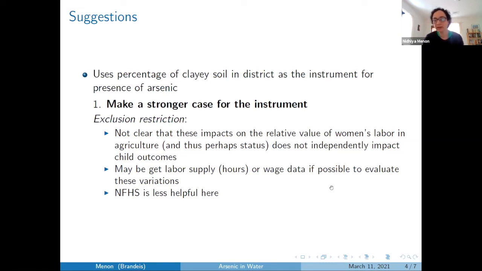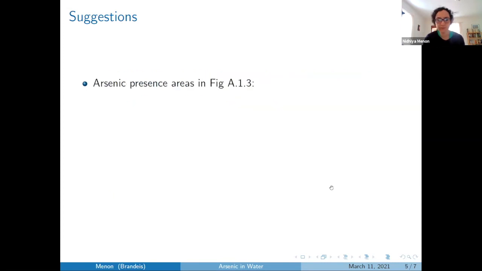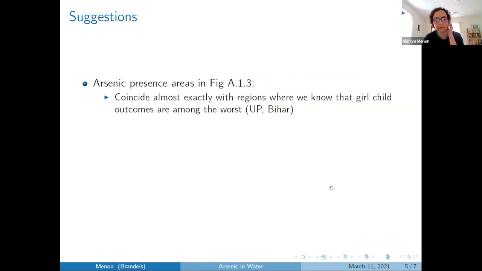So do we see variations in terms of labor supply on these various margins that I've been talking about? That would really strengthen the case that the impact of arsenic is working on child outcomes only through the presence of the instrument, right? Conditional on the presence of the instrument, there's nothing further.